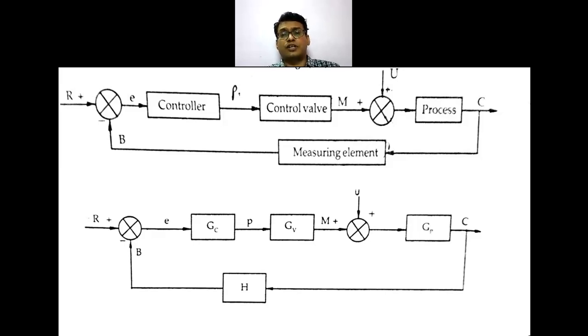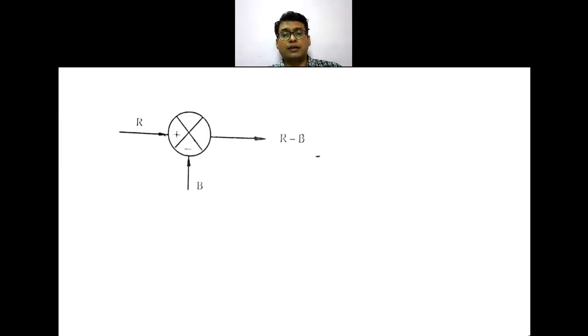So the transfer function of this process can be either a first order process or a second order process. If it's a simple reactor, then it's a first order process which is having the transfer function Gp equal to 1 upon 1 plus tau s. Similarly, the measuring element has a transfer function of 1 upon 1 plus tau s. So this is the block diagram representation. This is what a comparator is.